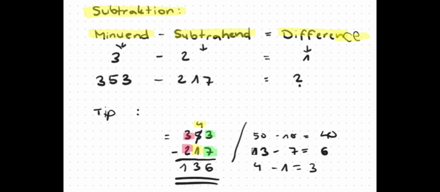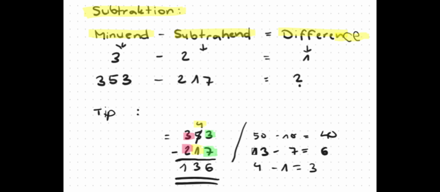Now for subtraction. When subtracting, we start again with the lower numbers. Namely, 3 minus 2 equals 1. But now we have higher numbers again, such as 353 minus 217. I'll give you a tip for calculating this.